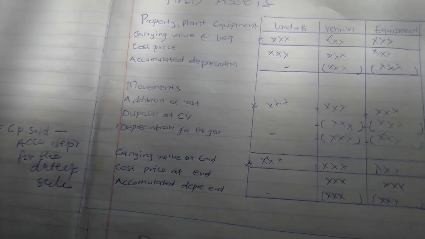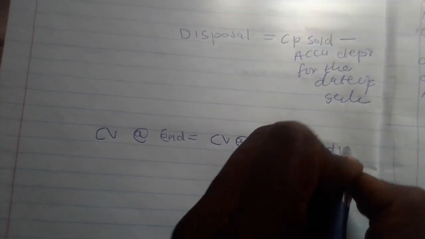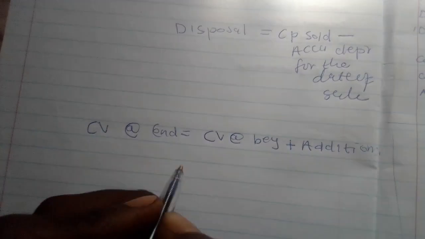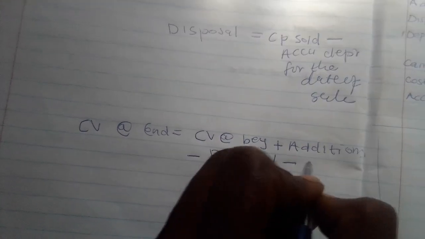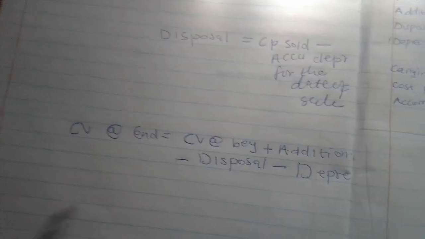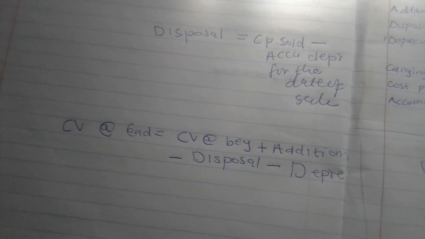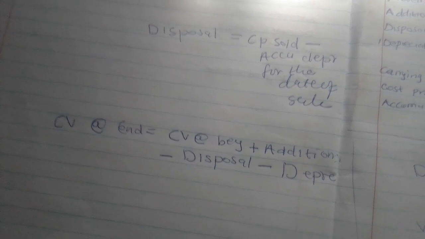Let me write it down for you to understand. In order for you to get a carrying value at the end, you're going to take carrying value at the beginning plus additions minus disposal minus depreciation, and this one is going to give you our carrying value at the end.